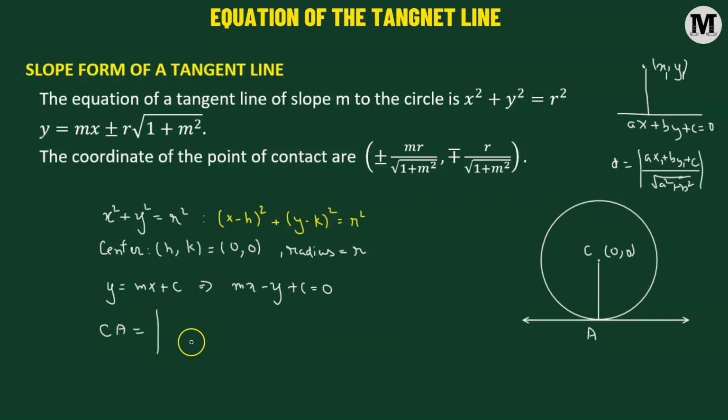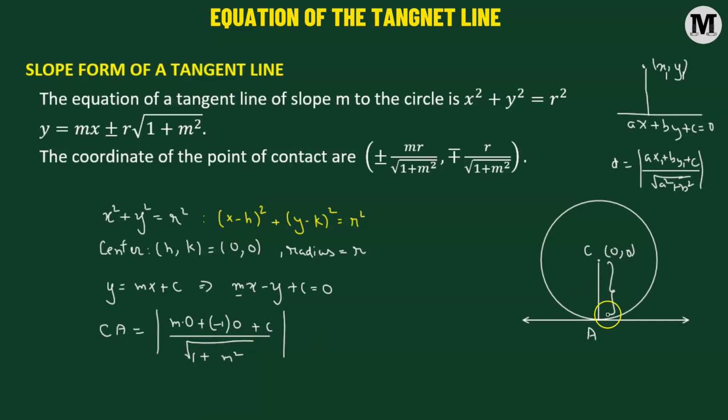So that will be CA, that's given by the absolute value. Now what we'll do, we'll take the coefficient of x of the straight line, so that's m, that will get multiplied to the x coordinate of the center C. So we'll have m times 0 added to, we'll take the coefficient of y, which is -1, and multiply with the y coordinate of C. So that's 0 plus the constant term C divided by the square root of 1 plus m squared.